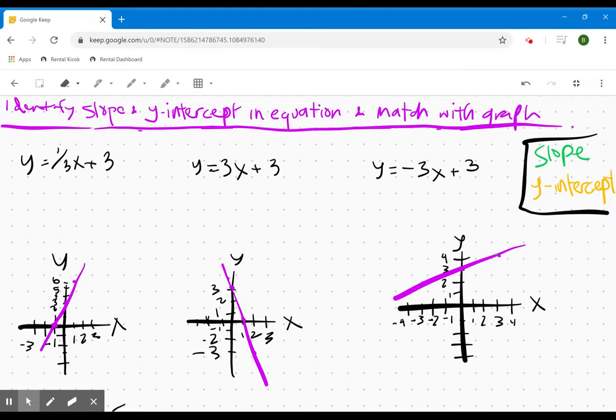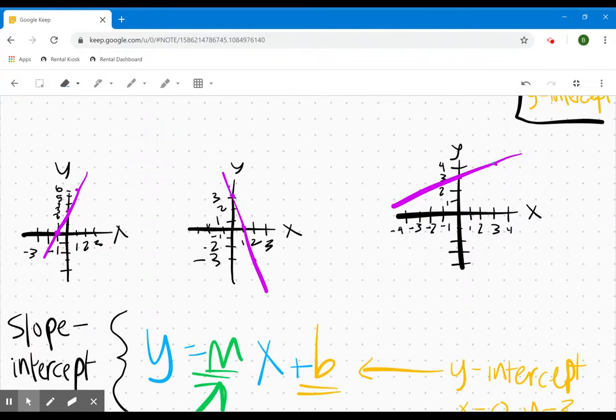Okay, for this video, we're going to go over how to identify the slope and y-intercept in an equation and match it with a graph. So in this particular problem, we're looking at 3 different linear equations, all in slope-intercept form, and 3 different graphs. Each one will match one of the equations.